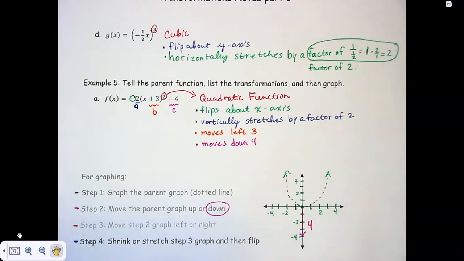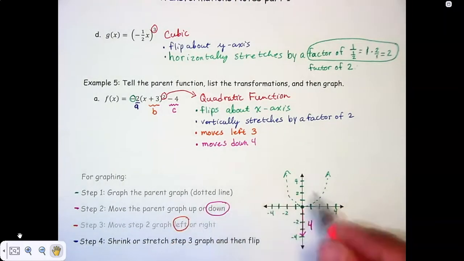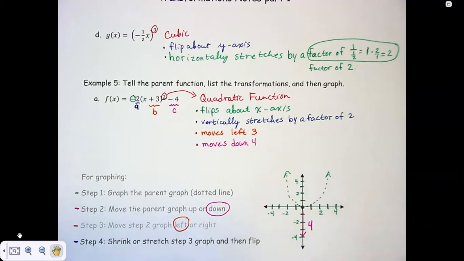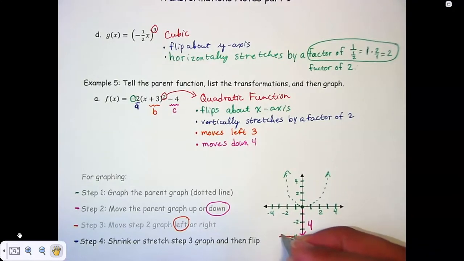But I'm not going to put a dot there because I don't want to get confused with other stuff. All right, then step 3 says we're going to move it left or right. So take that spot that we just did here. We went down 4. Now from that spot, we move left 3. So we go over 1, 2, 3. Right there.